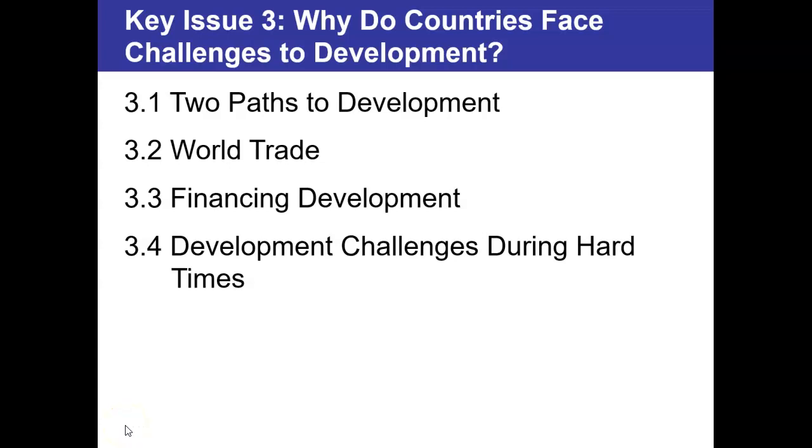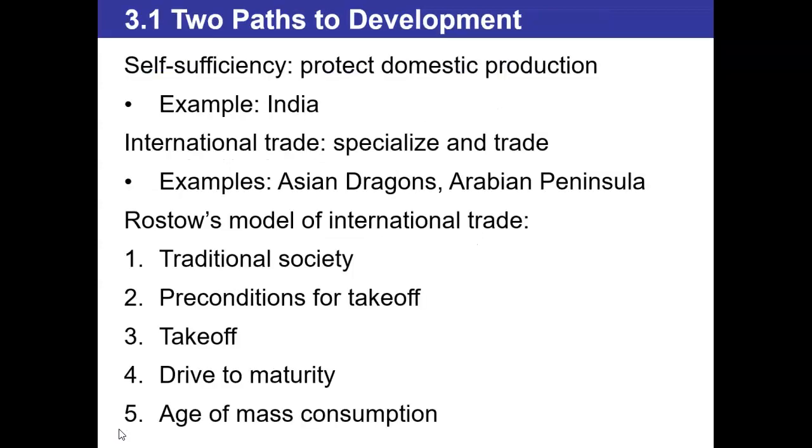In this lesson, we will cover Chapter 10 on development, looking at Key Issue 3 and Key Issue 4. In Key Issue 3, we're going to look at why countries face challenges to development. We're going to be looking at the two different paths to development, world trade, financing development, and development challenges during hard times. Let's talk about the two paths to development, starting with the self-sufficiency path.